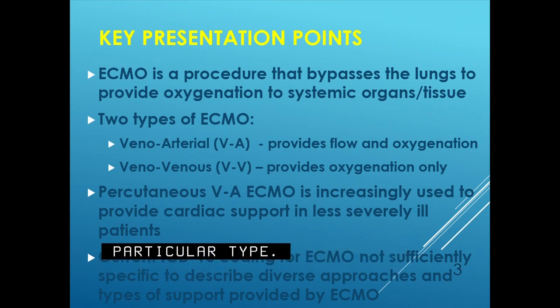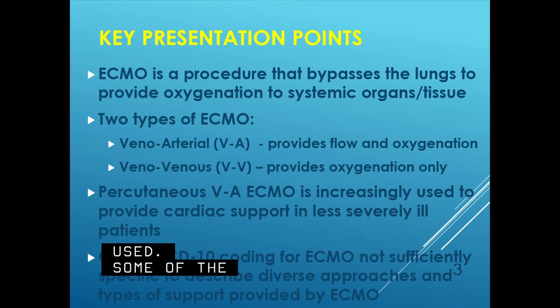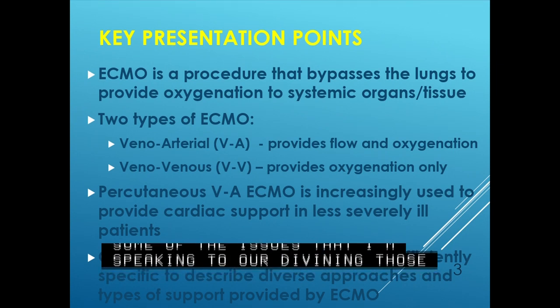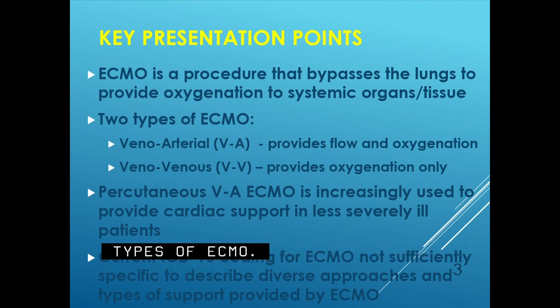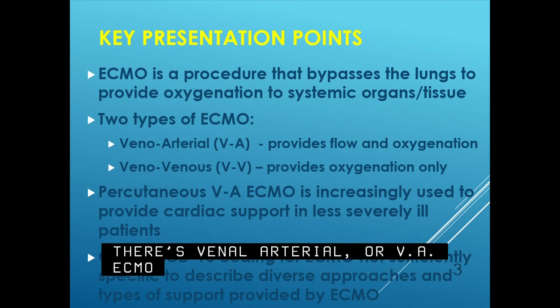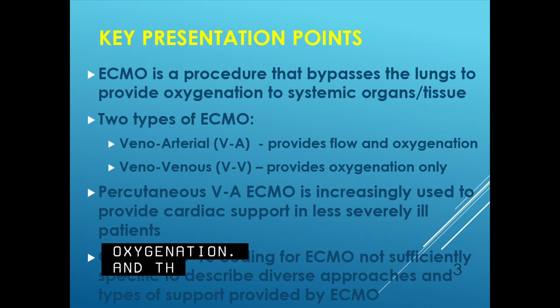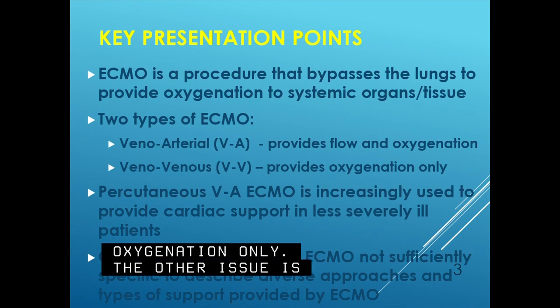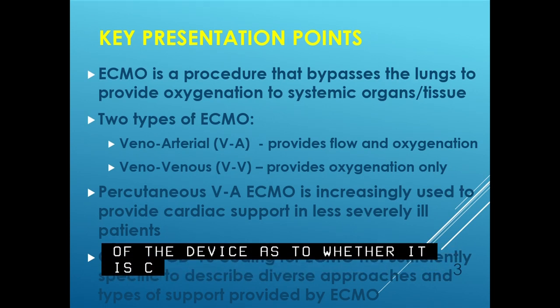It's very well understood, and I don't think there's confusion because that is the term that will be used. Some of the issues that I'm speaking to, however, are defining the types of ECMO. There's veno-arterial, or VA as I'll refer to it going forward, ECMO, which provides both flow and oxygenation. And then there's veno-venous, or VV ECMO, which provides really oxygenation only. And I'll explain those. The other issue is the placement of the device, whether it's central or percutaneous. Historically, it was central, but now it's moved into being peripheral or percutaneous in its insertion.